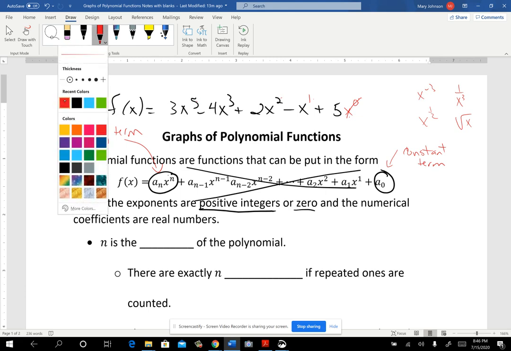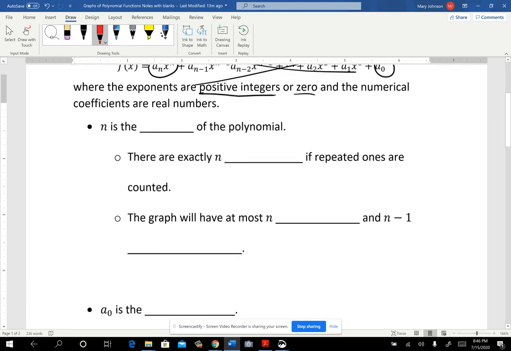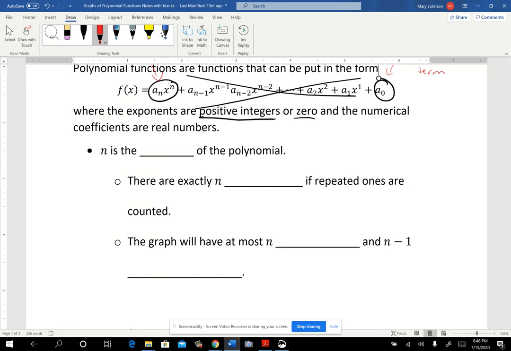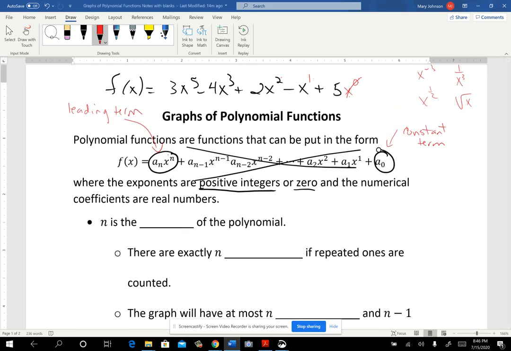Let me get a red pen, make sure I'm in red, okay. So the n, and you see where it is, it's the highest exponent. Like in this example, it would be the 5. n is the degree of the polynomial. We already know that that tells us how many solutions or zeros to expect. Whatever n is, there are exactly n zeros. They could be real or they could be imaginary. I'm talking about both of them. And if there are repeated zeros, you need to count the repeated ones in order for this to be true, okay?